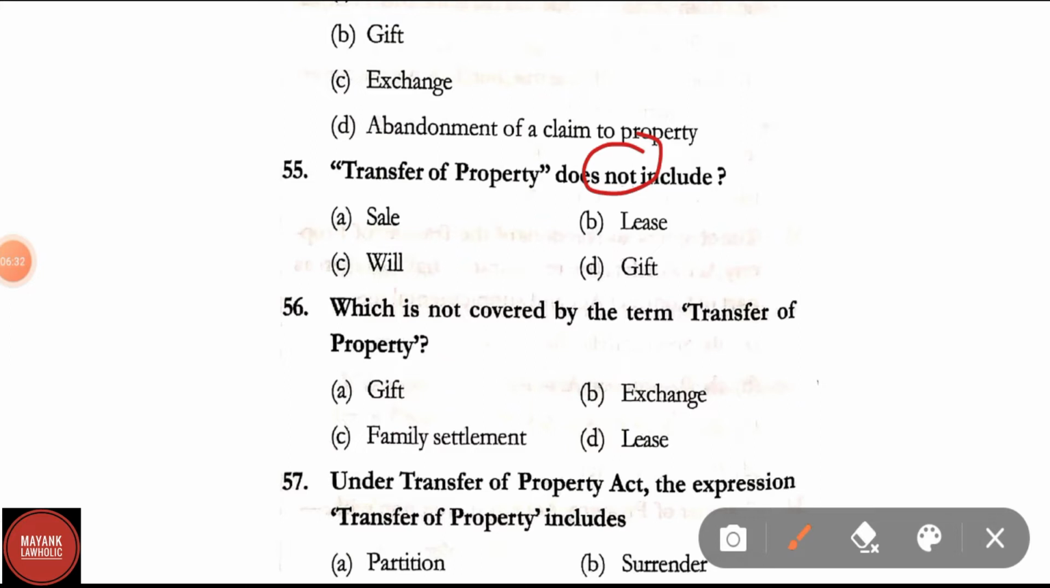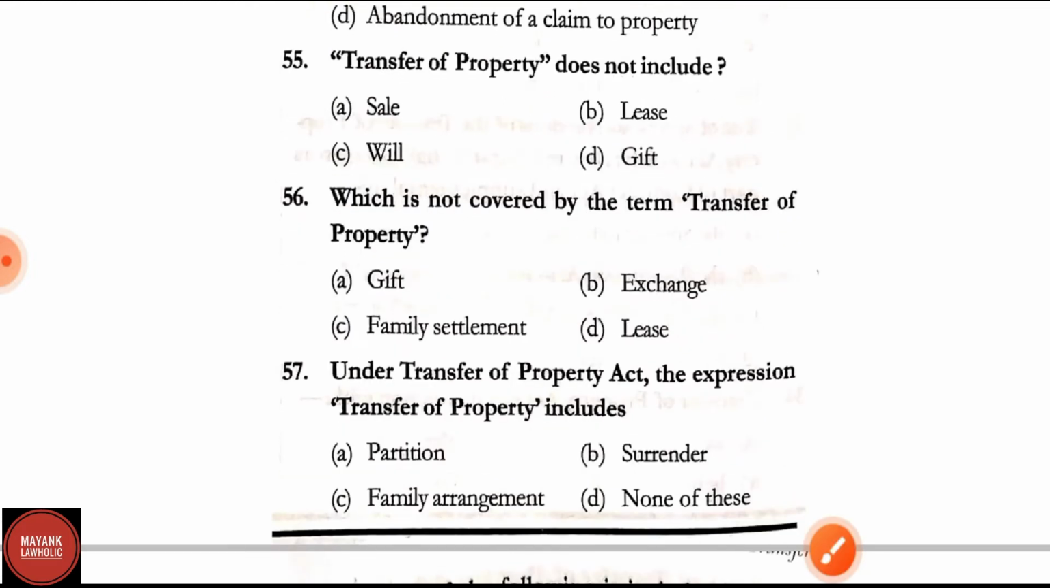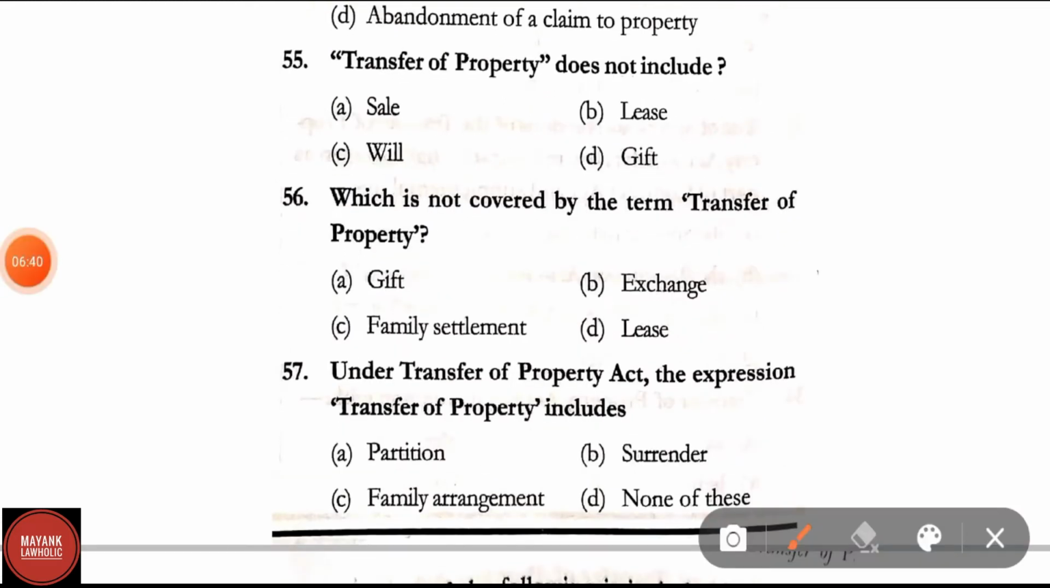Correct answer is option C, will. Will is not included in TPA. Will is included in Indian Succession Act. Question number 56. Which is not covered by the term transfer of property?